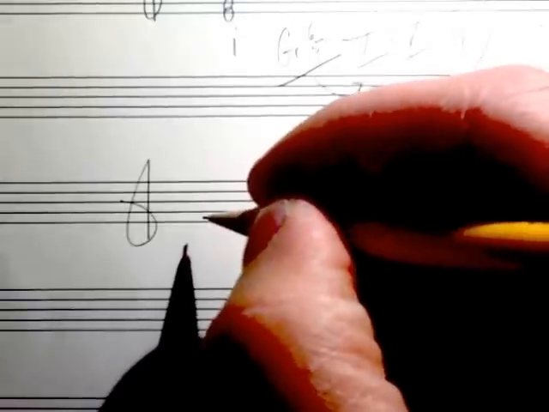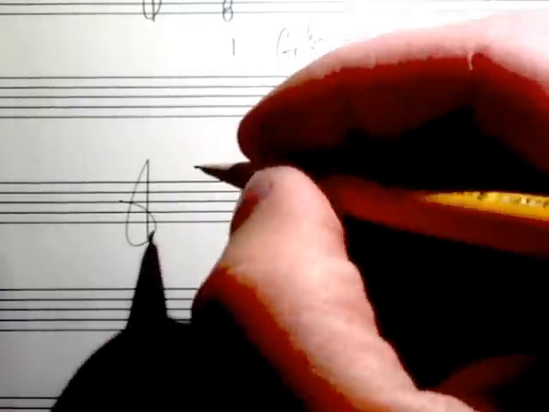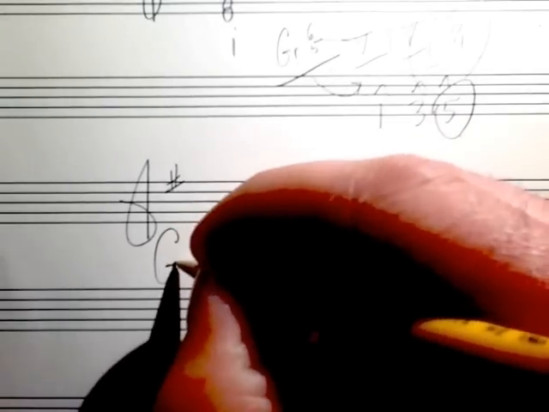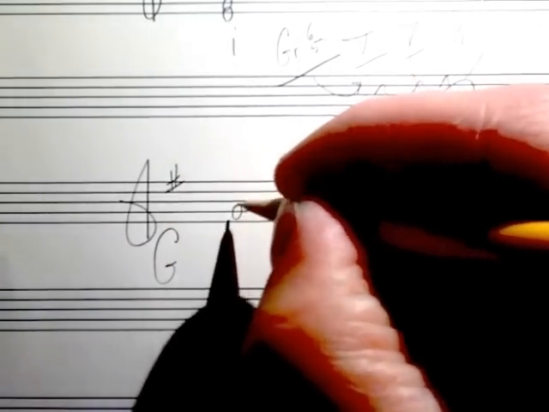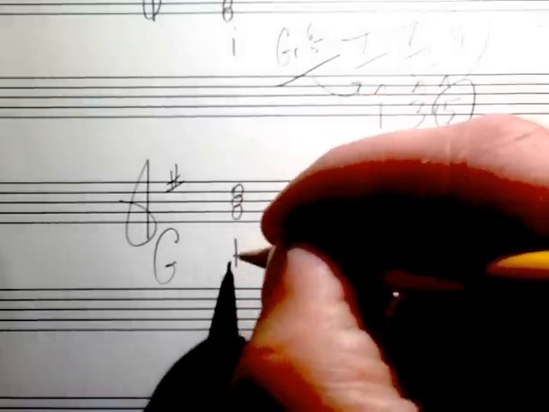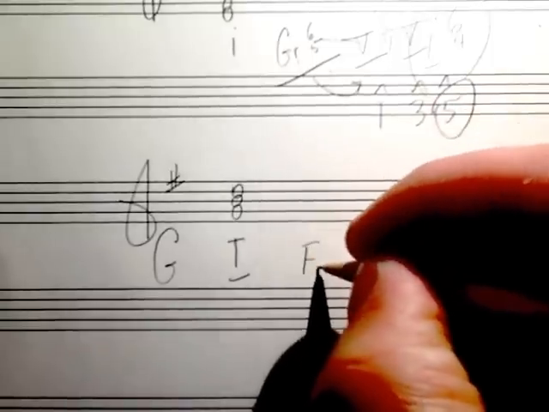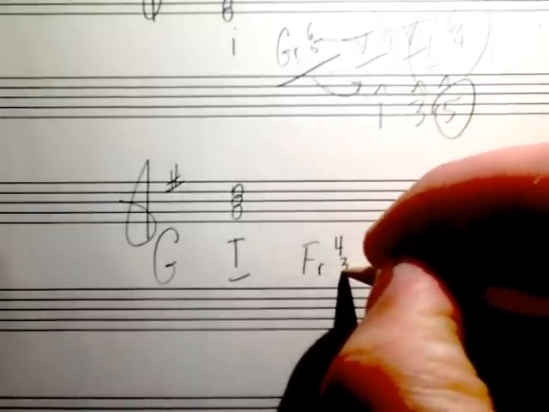So let's choose a major key this time. Let's go nice and easy on you today. Here's the key of G major. Here's your G major triad, 1. Let's move on. Here is your French 4/3.